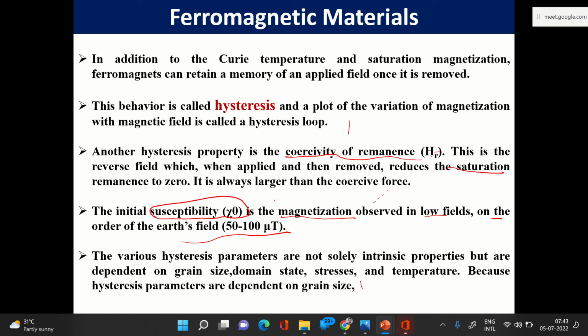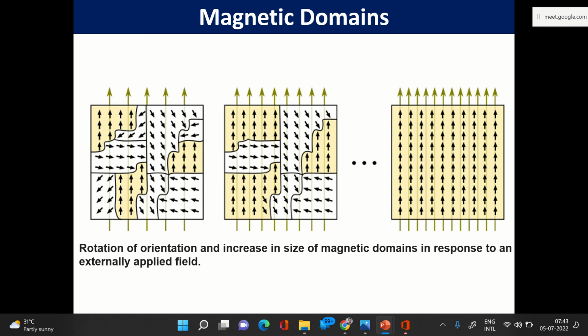What we will discuss next is that the properties, the hysteresis loop that we are seeing, will depend on the crystallite size, the small crystallites that are present, and the domain state, stress, and temperature. All these factors will affect the overall magnetic behavior, and this is what happens when you apply a magnetic field.